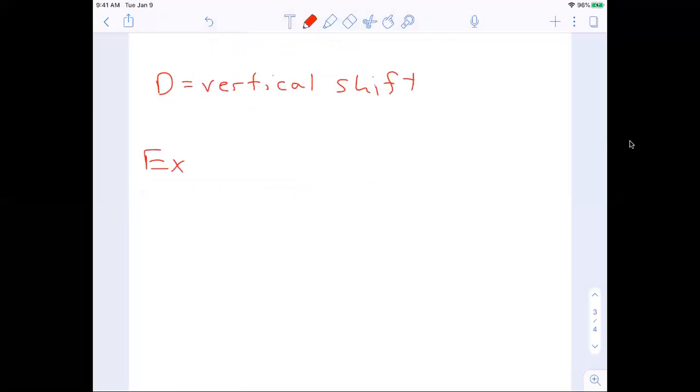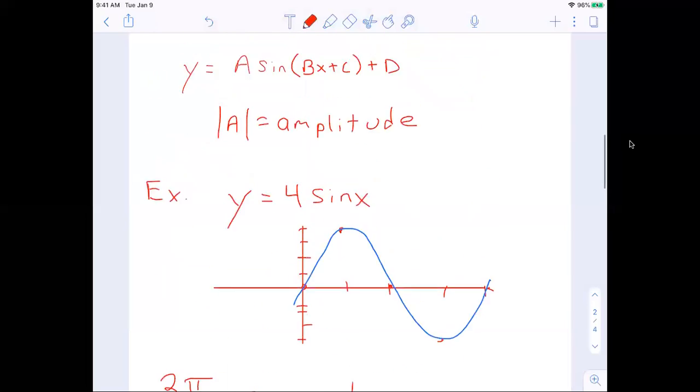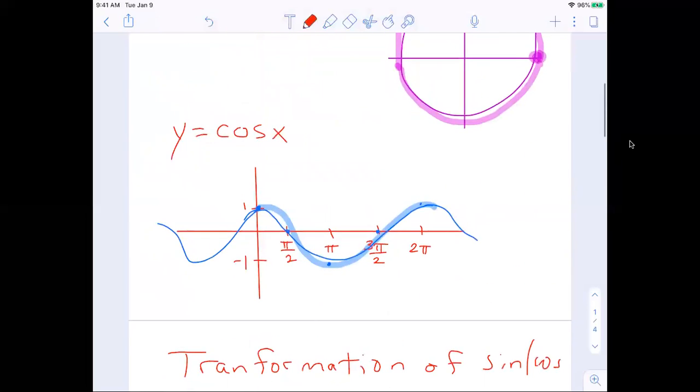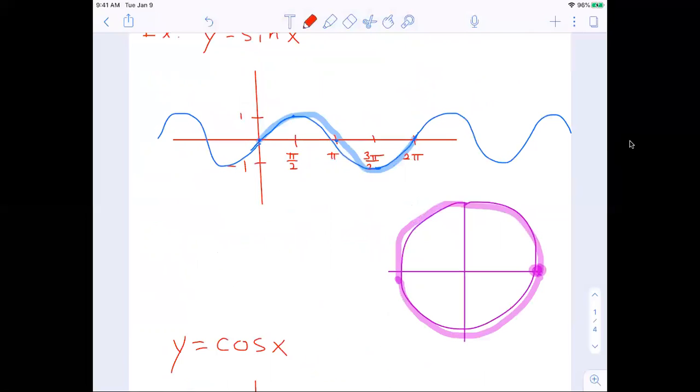And vertical shifts really aren't so bad. Like, for example, if I wanted to do y equals the sine of x, and then I had a +1 on the end. In fact, let's make it a +2. That's just going to take the sine graph, the original one we had, and move it up 2 units. So our original sine graph, it's going to be just taking this thing and shifting it up 2 units.